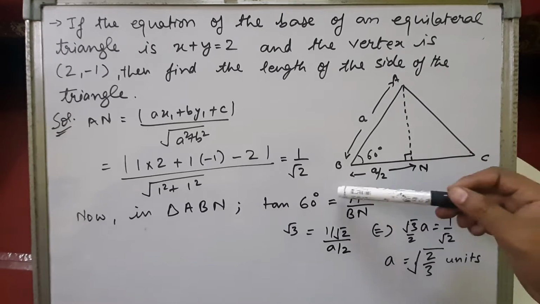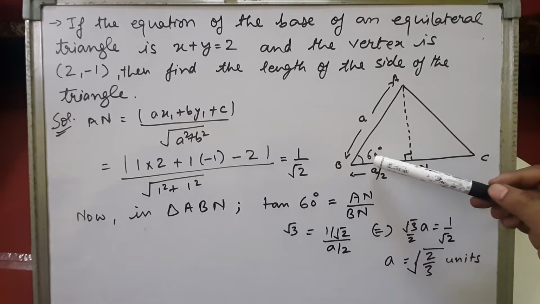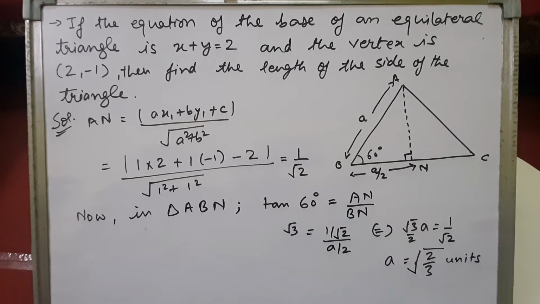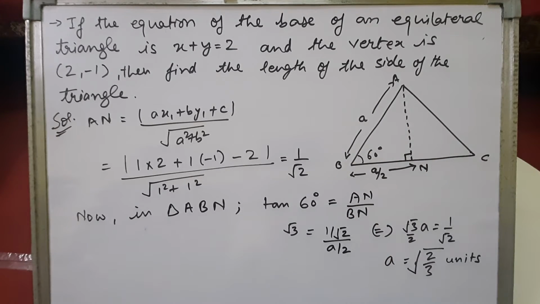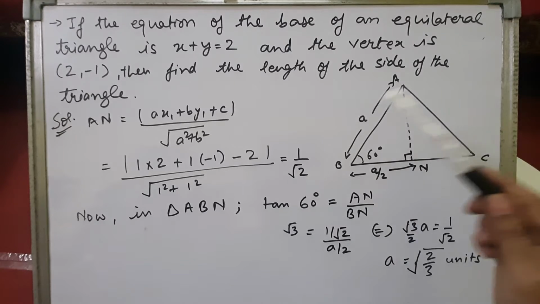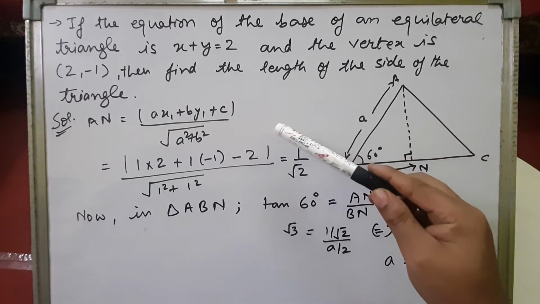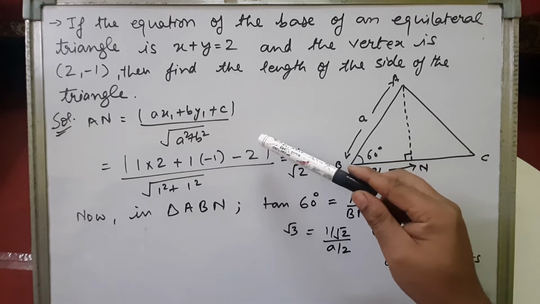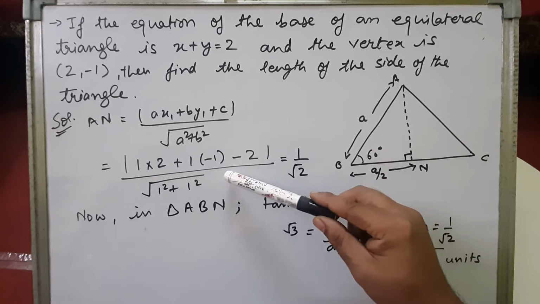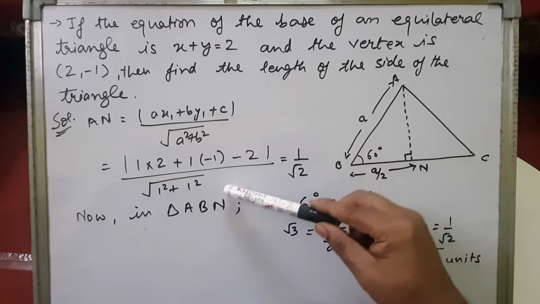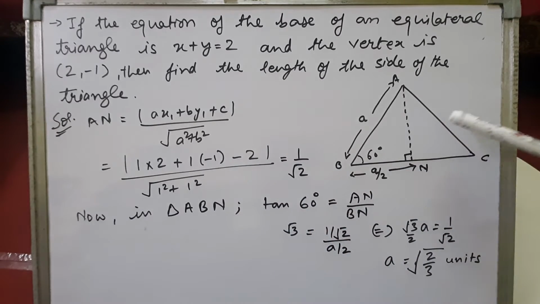So this length BN will become A by 2. And we know that each angle of an equilateral triangle is 60 degrees, right? So let's calculate the value of AN first. If we calculate the value of AN, that will be mod of AX1 plus BY1 plus C upon under root A square plus B square. So when we substitute the value of X1, Y1 in the equation of BC, then what we'll get? Mod of 1 into 2 plus 1 into -1 minus 2 upon under root 1 square plus 1 square. So the length of AN will be calculated as 1 upon root 2, right?